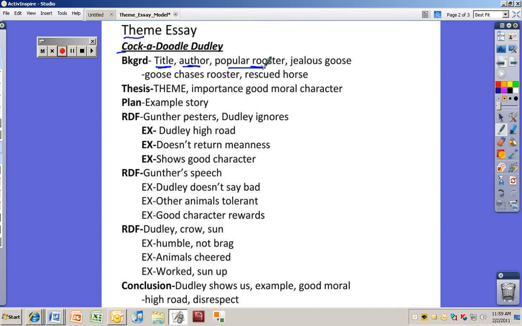So it's the story of a popular rooster and a jealous goose. Notice I came up with some adjectives to go with that. And then the goose chases the rooster into the woods, the scary woods, and then he's rescued by a horse. It's the basic story. I don't have to tell every detail. I don't have to talk about how he cock-a-doodle-doos to get the sun to come up and all that kind of stuff. The purpose of this essay is to explain what I think the theme is and to prove it to my reader. Okay, so I'm going to stop right there.